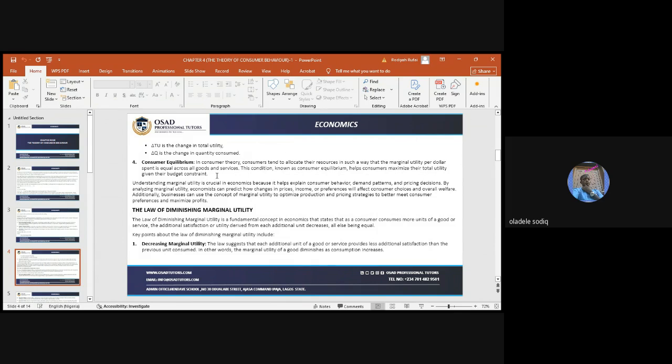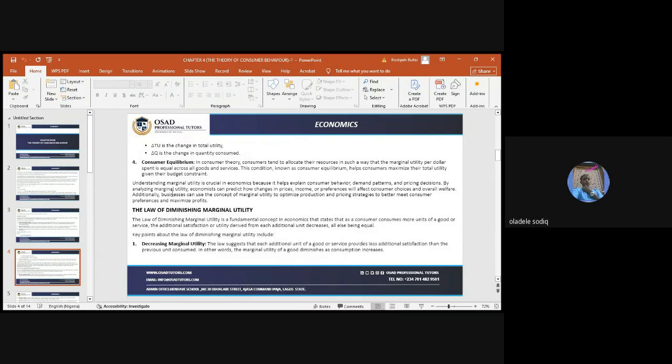So when I'm talking about consumer equilibrium, we are talking about a situation whereby consumers are able to meet their demand, and consumers are able to derive satisfaction from taking a commodity. So that is what we are calling consumer equilibrium. That is a situation whereby you derive equal utility from taking a commodity.